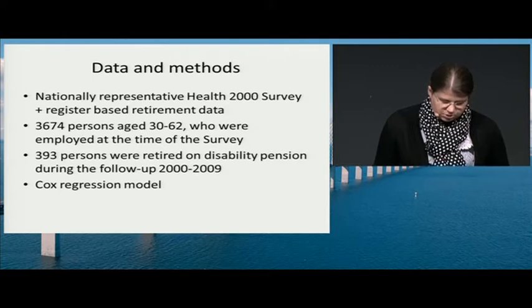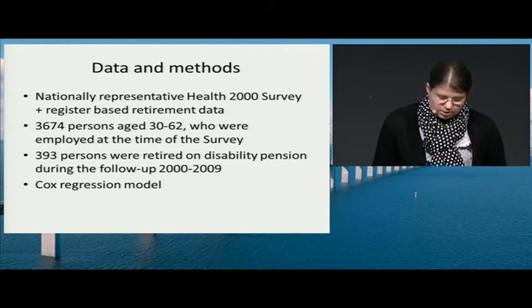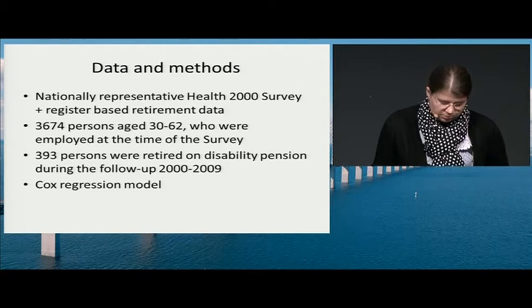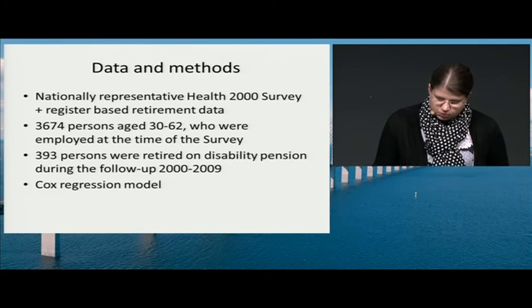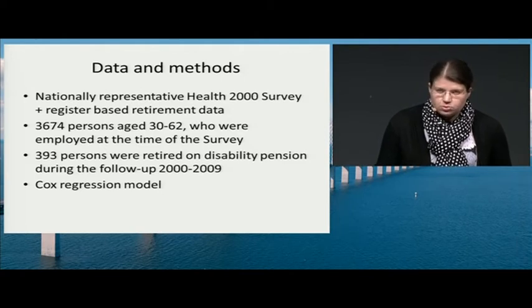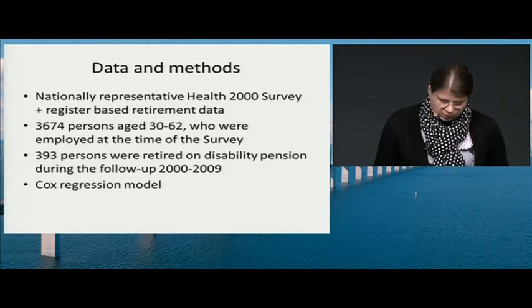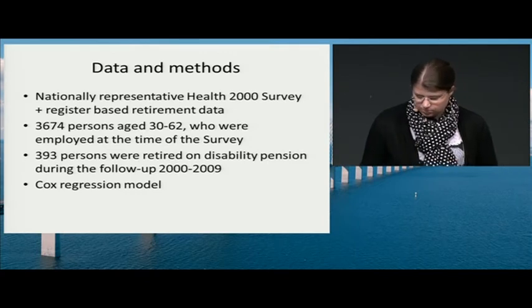3,600 persons aged 30 to 62 were employed at the time of the study, and almost 400 persons retired on disability pension during the follow-up from 2000 to 2009. And we used the Cox regression model.